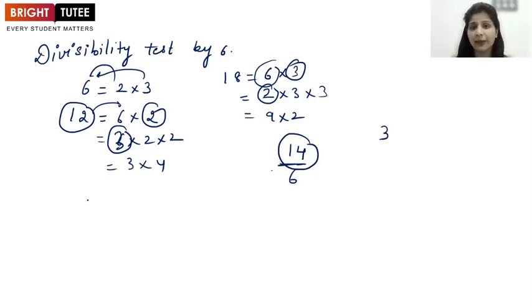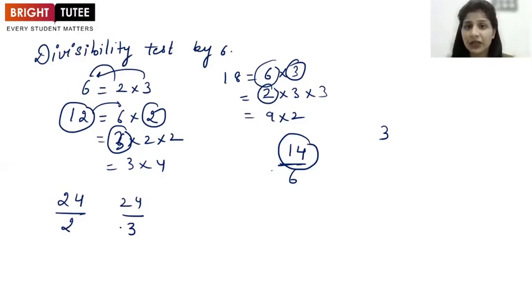But if I take a number that is divisible, like suppose I take 24. It is divisible by 2. Yes. 24 is divisible by 3. Yes. Both of them are exact divisors of it. Then we say 6 also divides it.